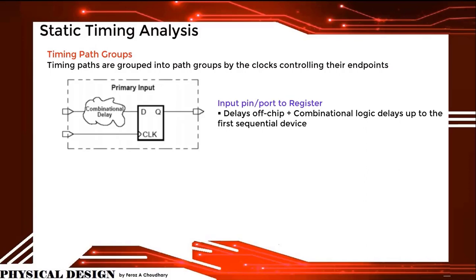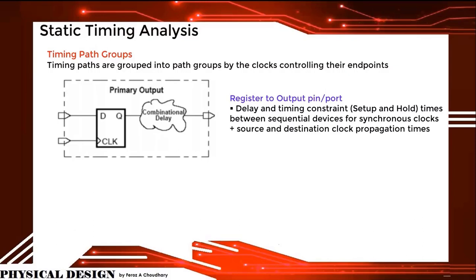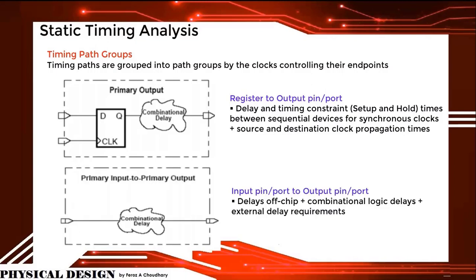First one, input pin or port to register: delay of chip plus combinational logic delays of the first sequential device. Register to register starts at a sequential device. The delays can be calculated with clock to Q transition delay plus the combinational logic delay plus external delay requirements. Reg to output pin: delay and timing constraint, setup and hold times between sequential devices for synchronous clocks. The delay is source and destination clock propagate times. Input pin port to output pin: delay of chip plus combinational logic delays plus external delay requirements.